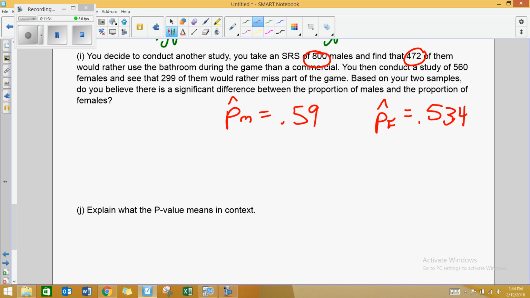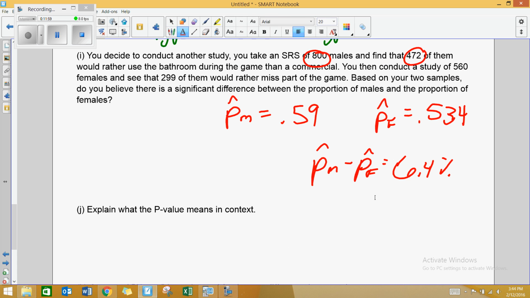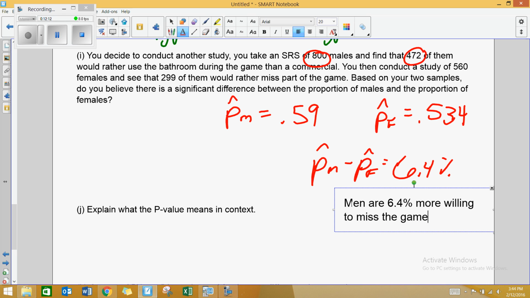Okay, so the difference between the percentage of women and the percentage of men who would prefer to miss the game, we would find that by just doing P sub M hat minus P sub F hat. And so this gives us a difference of 6.4%. So I'll write out what that difference means. That difference means men are 6.4% more willing to miss the game than a commercial than women would be. Just clarify that. Okay, so men are 6.4% more willing to miss the game to use the bathroom than women would be.